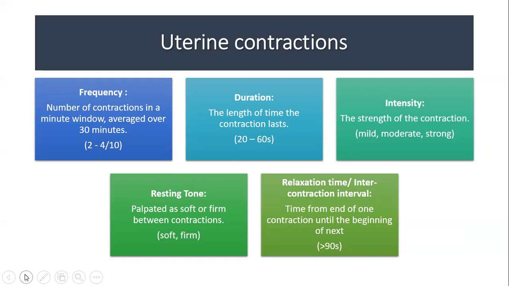You want there to be resting tone in between contractions, because then the baby gets time to breathe, in the sense of the word. And then the intercontraction interval, you realize that the ideal time is about 2.3 minutes. So anything more than 90 seconds will be ideal for babies to recover.